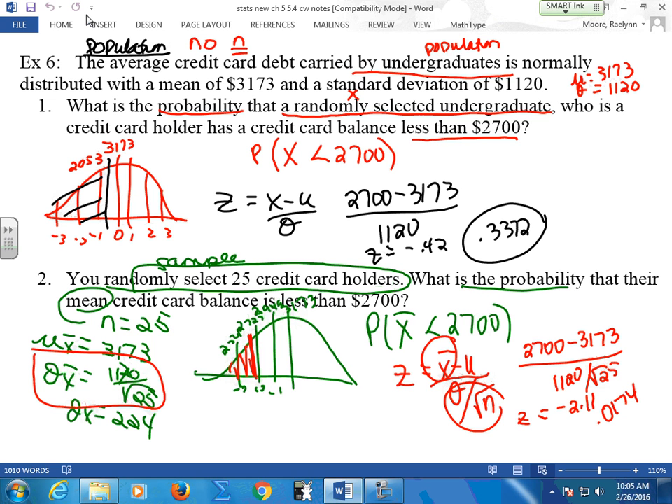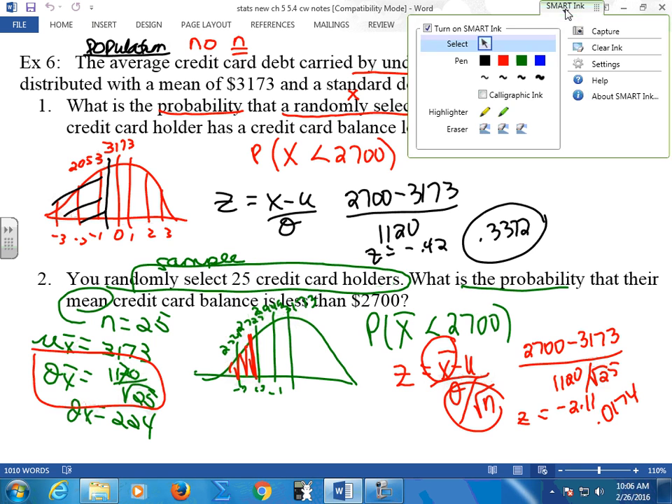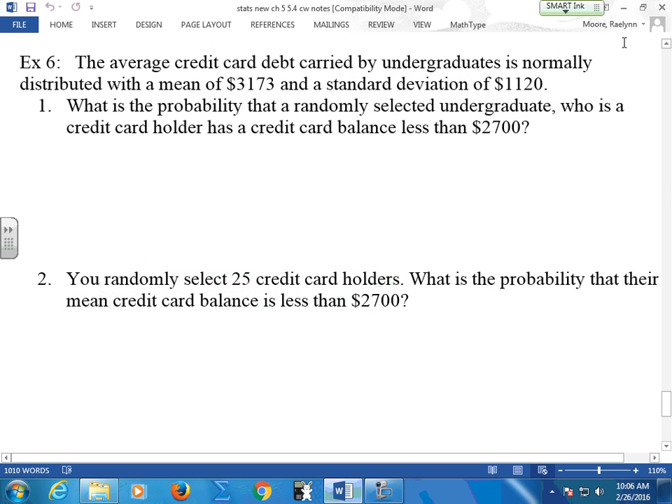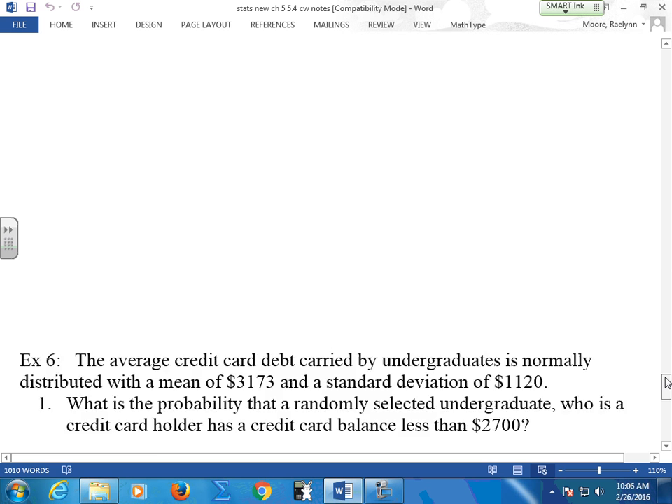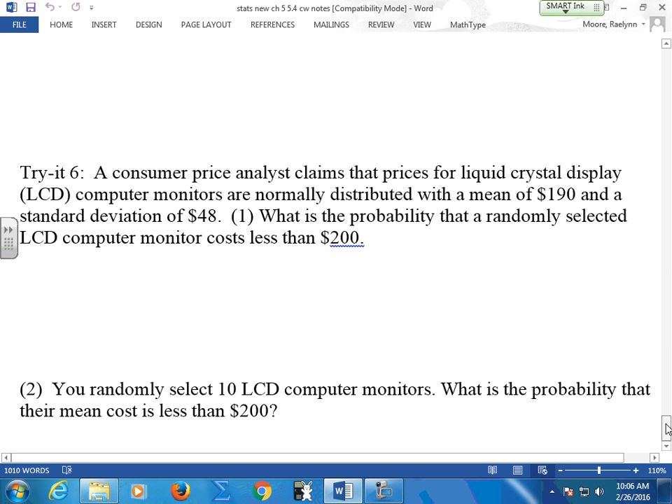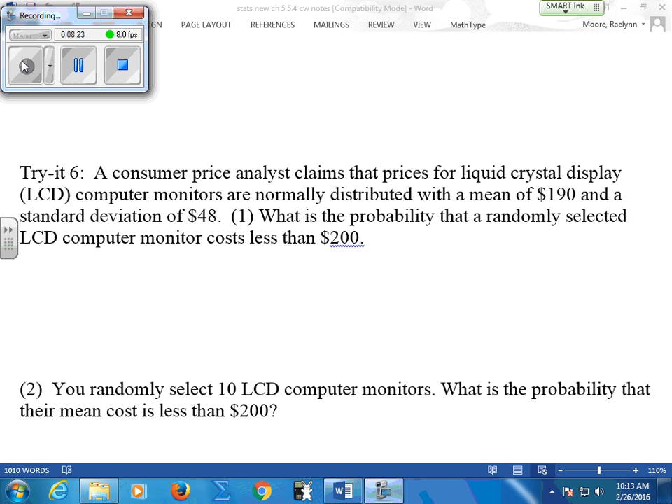Okay. Let's go back now and finish up. I think we have maybe one or two problems left. As a matter of fact, why don't you guys try it 6? You're going to compare your population to your sample. Let's have you do try it 6. You're going to compare a population to a sample. I want to see both of them.